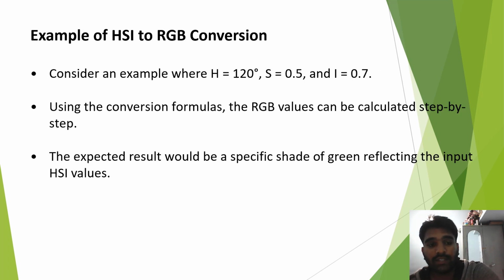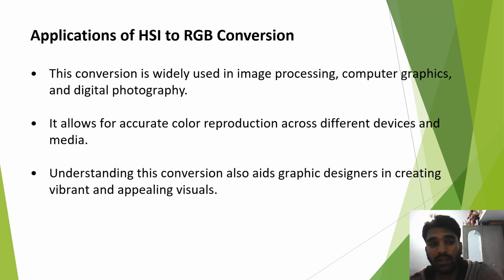Example of HSI to RGB conversion. Consider an example where H is 120 degrees, S is 0.5, and I is 0.7. Using the conversion formula, the RGB values can be calculated step by step. The expected result would be a specific shade of green reflecting the input HSI values. Moving on to my next slide.